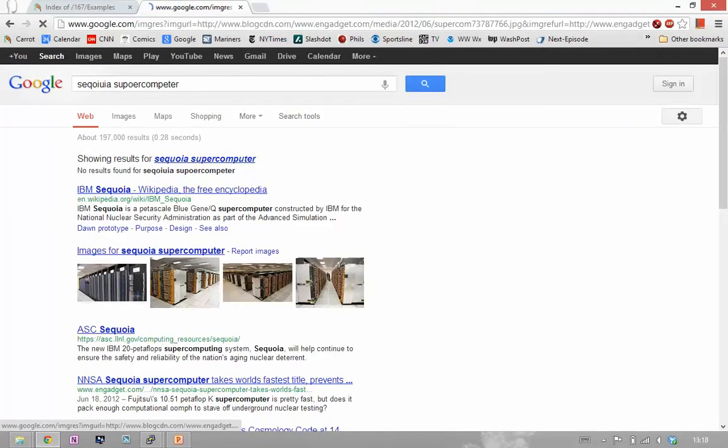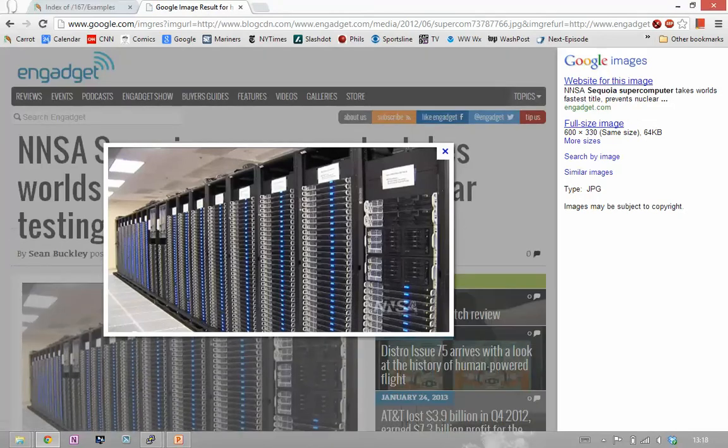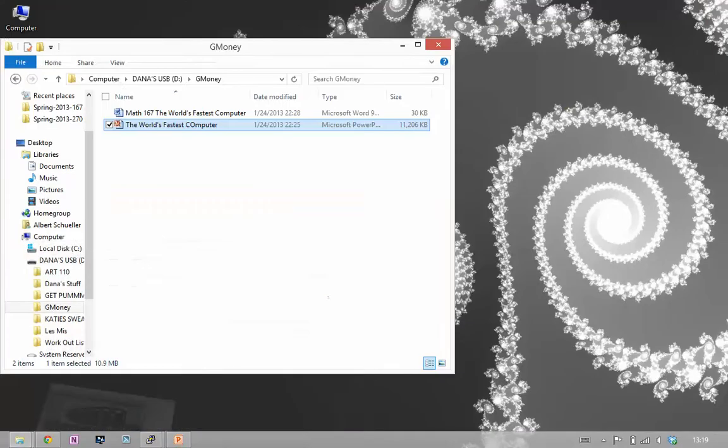There we go. Okay, so basically this is what a supercomputer looks like, and these things are freaking huge. They take up whole rooms of buildings, and they often have whole rooms designated for cooling systems as well. Let's see, back on here.